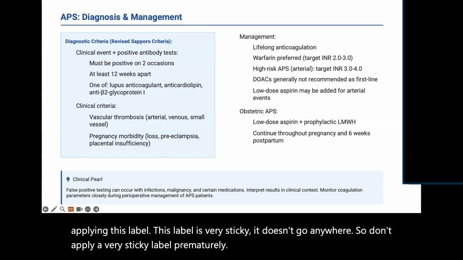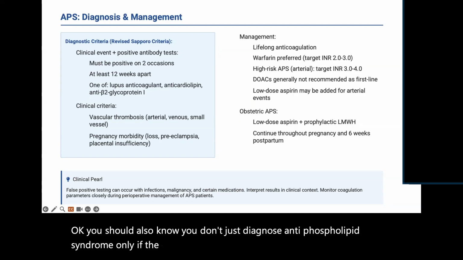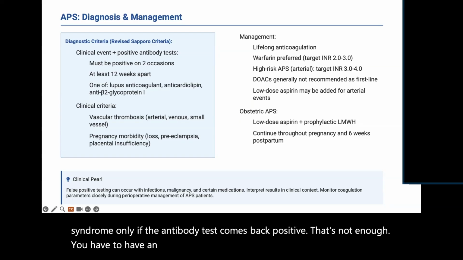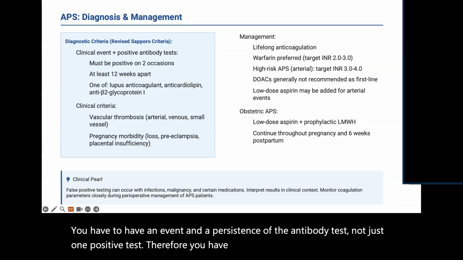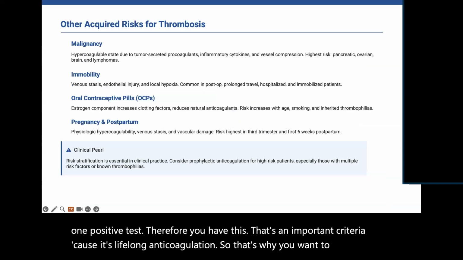Okay. You should also know you don't just diagnose antiphospholipid syndrome only if the antibody test comes back positive. That's not enough. You have to have an event and a persistence of the antibody test, not just one positive test, therefore you have this. That's an important criteria because it's lifelong anticoagulation. So that's why you want to be very careful in applying the label.